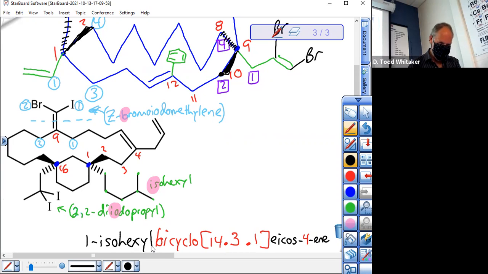1 isohexyl, right? And then I'll go to the line previous. Now I can put them alphabetical. The blue one first, right? And what carbon number is the methylene on? 9. 9, blue parenthesis, Z, bromo iodo. This is a vowel heaven, like Finland. Bromoiodomethylene.